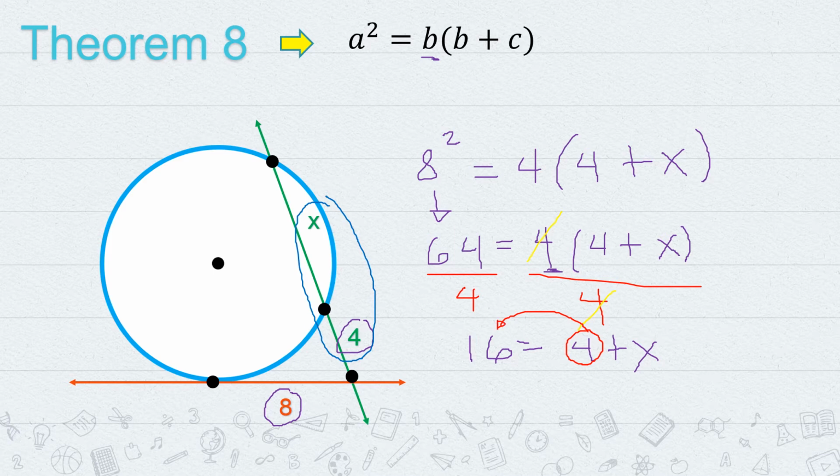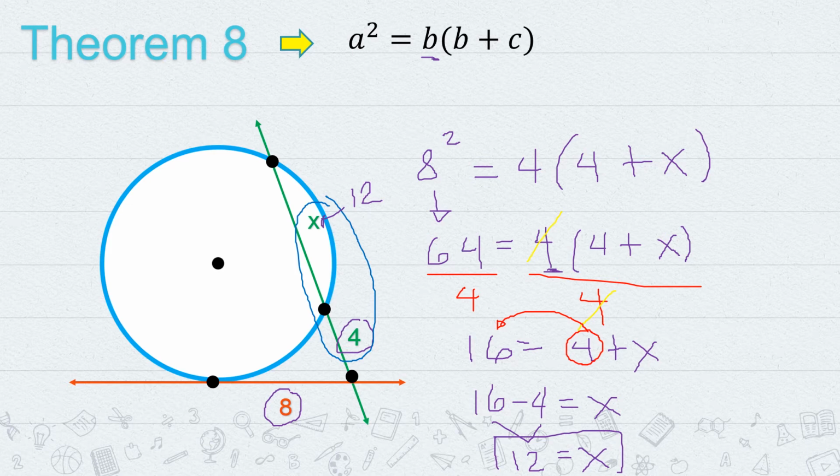So our equation now becomes 16 minus 4 is equal to x. Then further simplifying, 16 minus 4, we know that the answer is 12, that is correct, equals x. So we may now conclude that the unit measure of our interior secant here is 12 units.